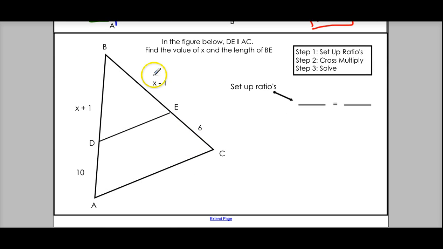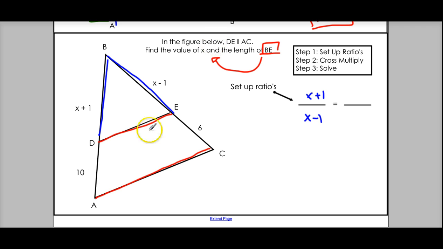Beautiful. All right, in the figure below, DE is parallel to AC. So we know the sides are split up into proportional pieces. Find the value of X and the length of BE. Well, to get BE, we have to know what X is, so let's solve for that first. And let's just set up our equation. X plus 1 over X minus 1 is equal to 10/6. Okay, let's just cross multiply to solve.